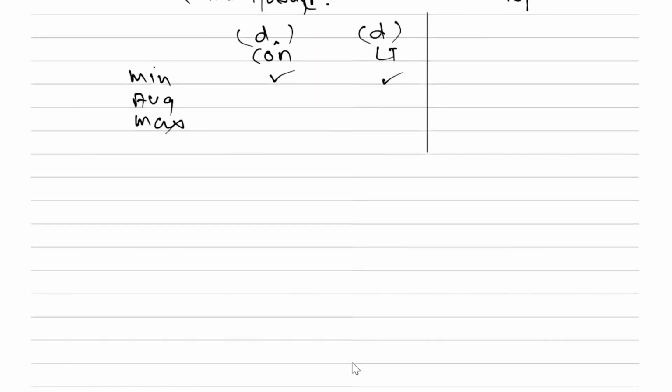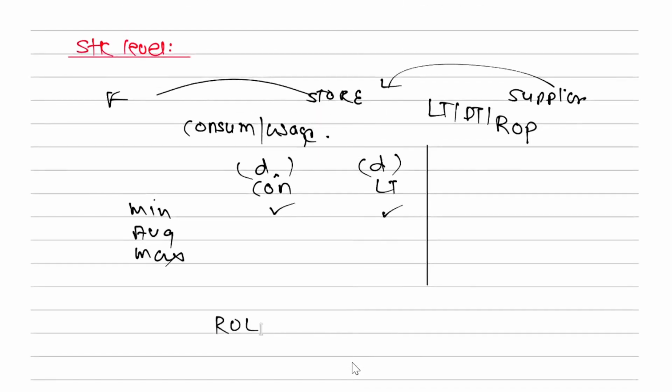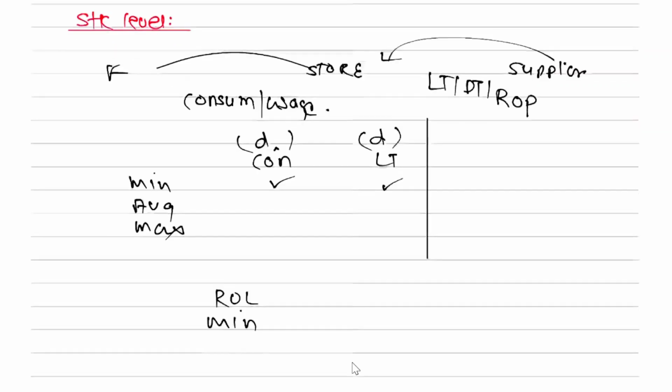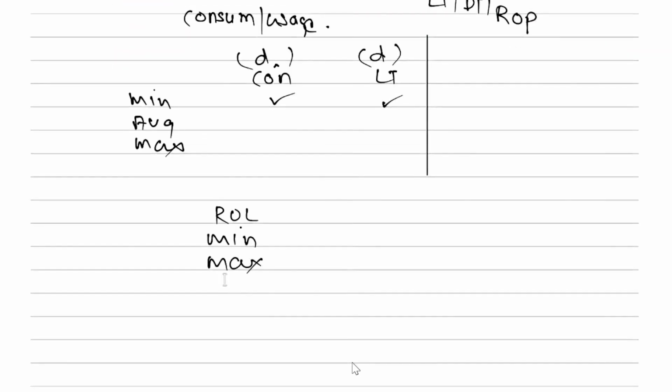Yeah, in formulas, there is the ROL formula, minimum stock level formula, maximum stock level formula, average stock level formula, and then there is one danger level formula. The maximum stock level formula will be maximum consumption into maximum lead time, that is, I consume this much.